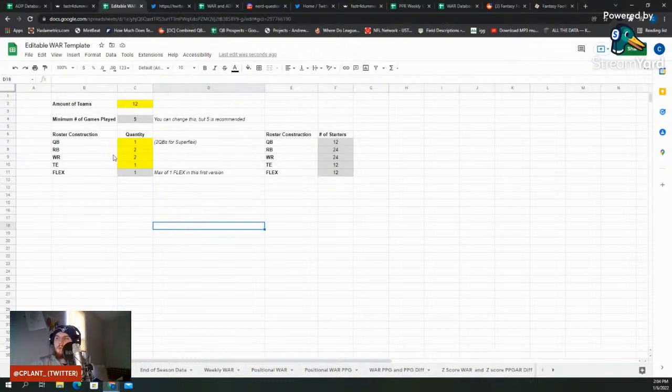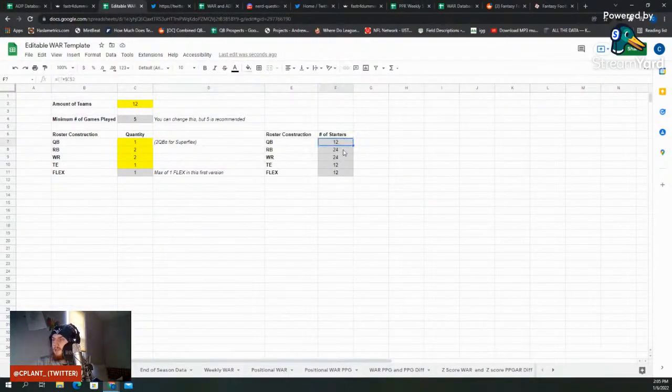In later versions, I'll make this up to 2 or 3 flexes you can make. But I've never been in a league with multiple flexes, which is why I haven't prioritized that. But it's real simple. So this is the league settings, right?